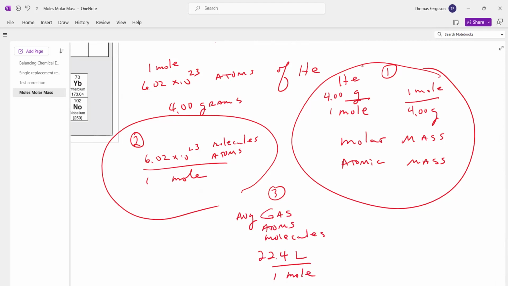Now, the thing about gases, as you probably already know, is that they're very compressible. The reason for that is the distance between the atoms or molecules is far apart, so they have a lot of distance where they can move around. So you have to specify when you talk about liters of a gas. I'm talking about any gas now. It doesn't matter whether it's uranium hexafluoride or hydrogen gas. It's 22.4 liters per mole. However, that's at one temperature and one pressure. It's called standard temperature and pressure, STP.